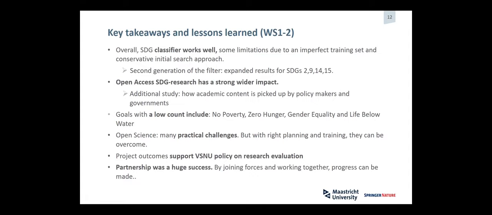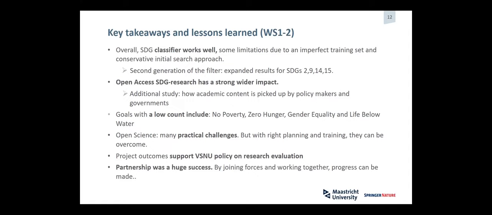And now to some key takeaways for workstream number one and the analytical part of workstream number two. Overall, the SDG classifier works well, perhaps with some limitations due to both an imperfect training set and second, a conservative search approach, resulting in some false negatives in the final results. But we are currently addressing this, and for the second generation of the filter to be launched later this year, Q4, we have relaxed the search and expect additional results, especially for SDGs 2, Zero Hunger, 9, Industry and Innovation, 14, Life Below Water, and 15, Life on Land.